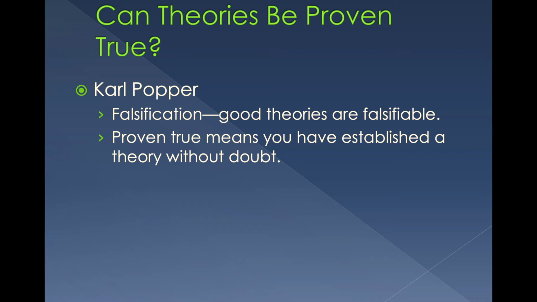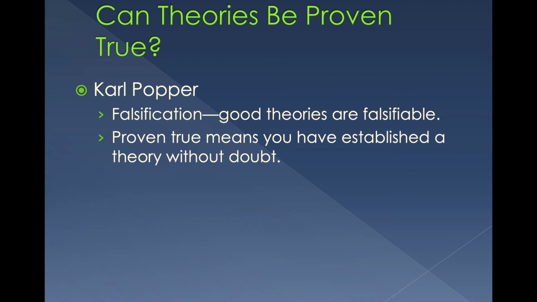Many people used to think that it was possible to prove theories true, but several decades ago, around the 1940s, 1950s, there was a philosopher by the name of Karl Popper who argued that logically, this couldn't be. He argued that we could only proceed in reverse, i.e. not by trying to verify a theory, but by trying to falsify one.